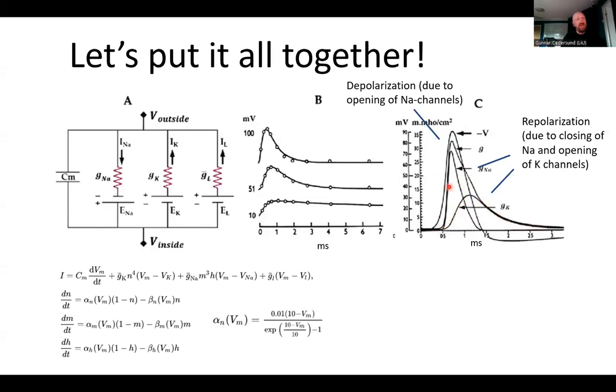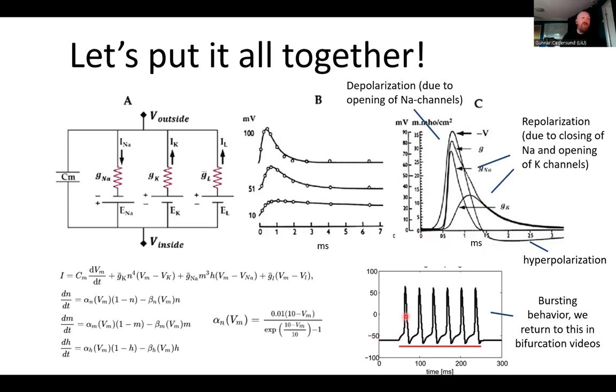So you see that they have slightly different dynamics. And in the end here, we have a hyperpolarization before it goes back to the original baseline. And in practice, often you have series of these types of action potentials in bursts. And we'll return to more details of how to understand these types of oscillations mathematically in the videos that we have also in block 1 on bifurcations and nonlinear dynamics.